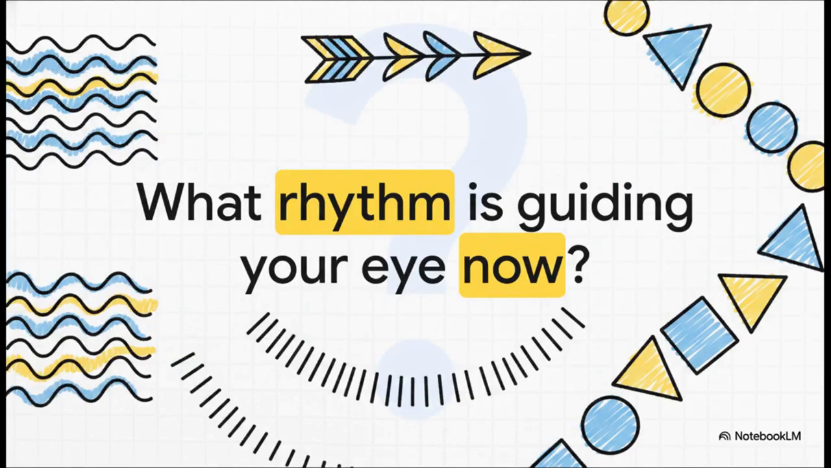As we wrap up today's explainer, I want to leave you with a provocative question to chew on. What rhythm is guiding your eye right now? Take a good look around your immediate surroundings. Search for those visual beats. Remember, repetition creates consistency, but rhythm creates movement and flow. Together, they brilliantly organize our whole visual world.